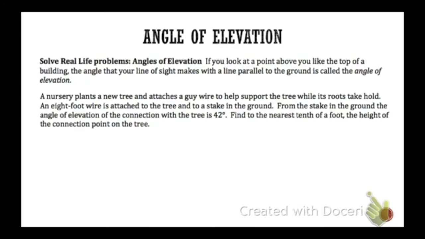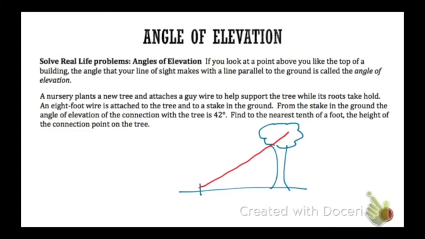A nursery plants a new tree and attaches a guy wire to help support that tree. So here's the ground, and right here is the stake, and now the wire is going to go up to the top of the tree. And that wire is 8 foot, so I'm going to put that measurement of 8. From the stake on the ground, the angle of elevation of the connection with the tree is 42 degrees. So from the stake looking up, that's 42.